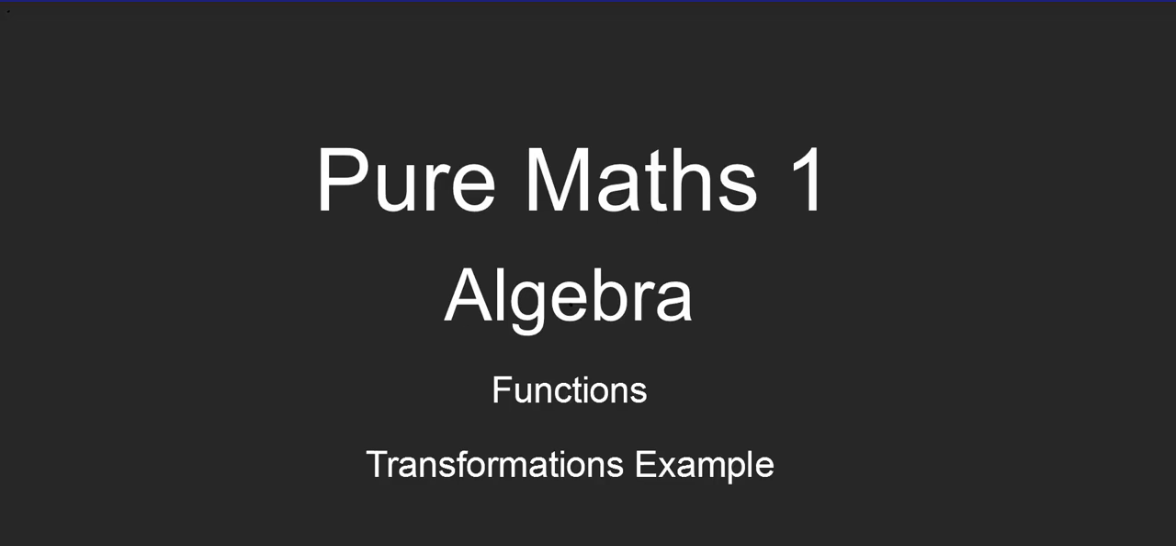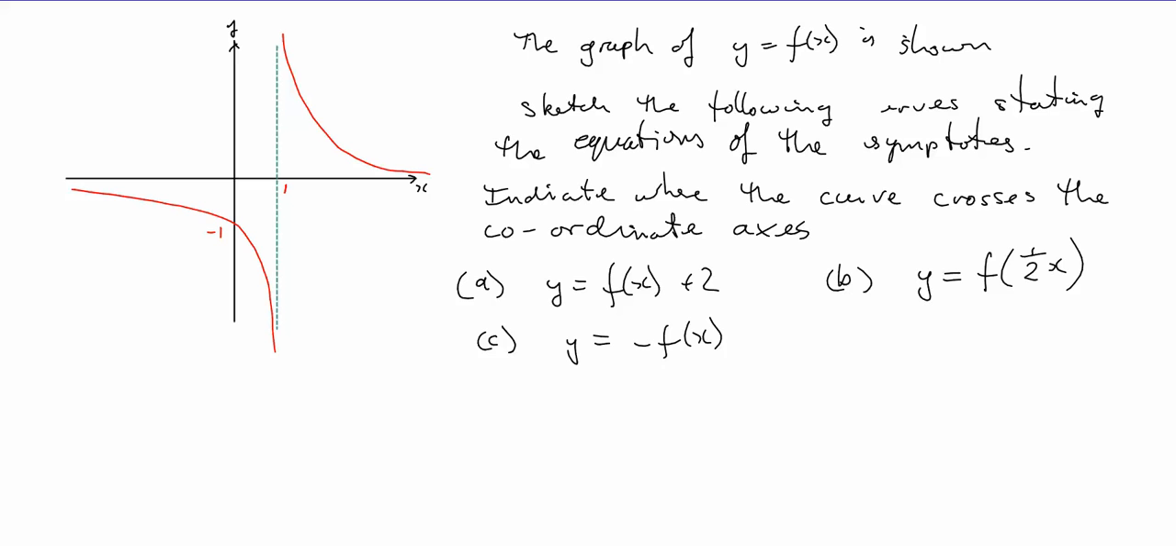In this video of the Pure Math 1 course, I will be going through an example of a transformations problem. So let's have a look at this problem here. The graph of y equals f of x is shown. Sketch the following curves stating the equations of the asymptotes. Indicate where the curve crosses the coordinate axes.